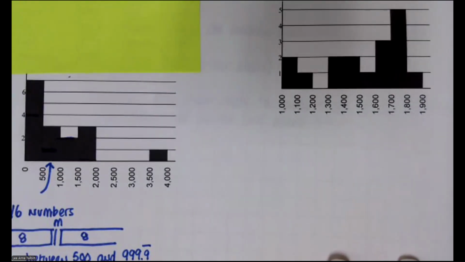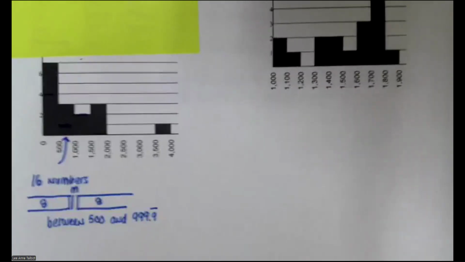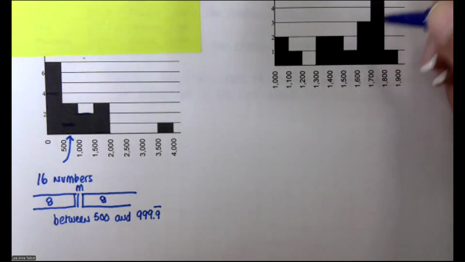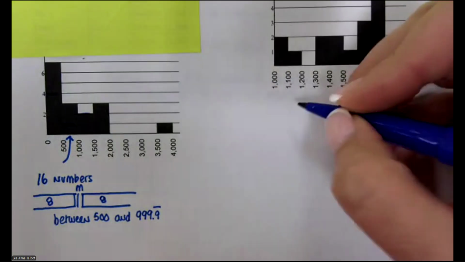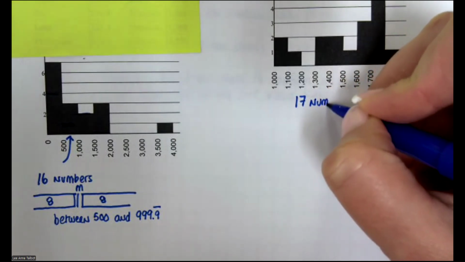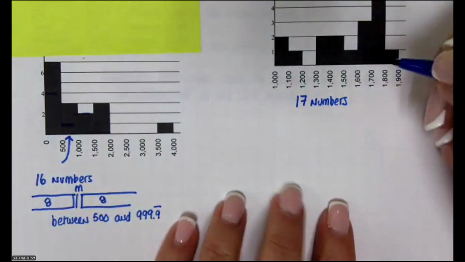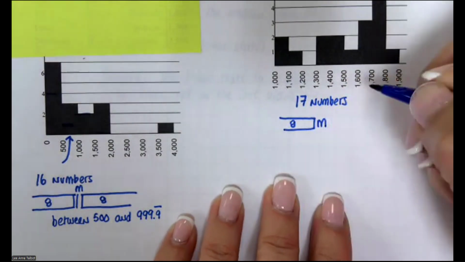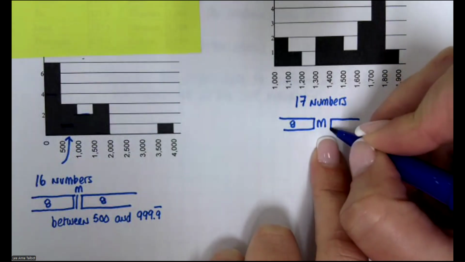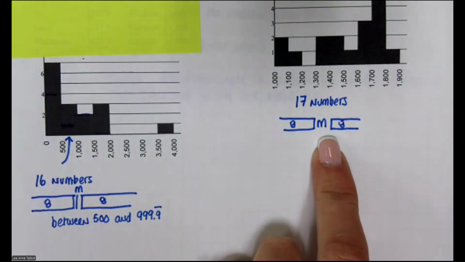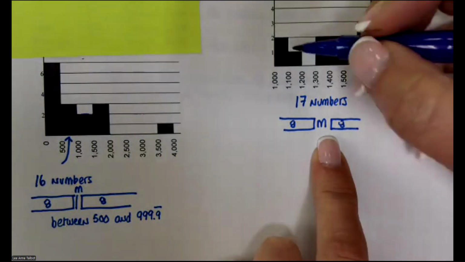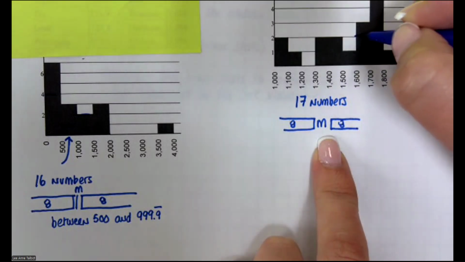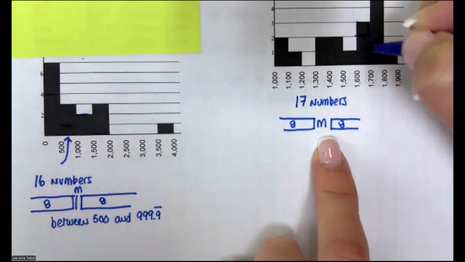Okay, now this one has a different number of values. So 1, 2, 3, 4, 5, 6, 7, 8, 9, 10, 11, 12, 13, 14, 15, 16, 17 numbers. And in this case, you would have 8 numbers below the median. The median would be an actual value, and then 8 numbers above the median. So let's count in 1, 2, 3, 4, 5, 6, 7, 8. So the median would be the 9th number in, which would be this box here.